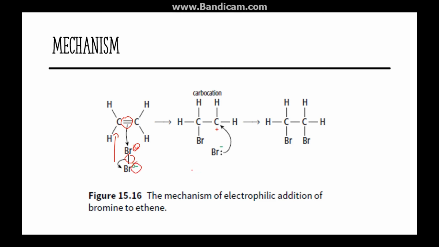As the new bond between C and bromine atom forms, the bromine-bromine bond breaks heterolytically. The negative bromide ion formed then attacks the highly reactive carbocation intermediate. Hence, one bromine atom bonds to each carbon atom, producing 1,2-dibromoethane.